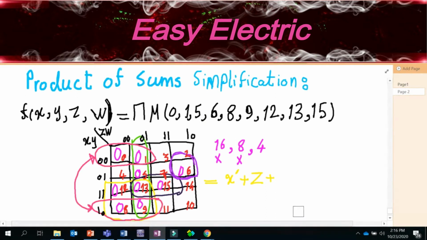Okay, so I just raise this, and this is what we got, or the corresponding term for the yellow group. Just again, be careful here: whenever the function is in the form of the pi max term, or a product of the max terms, the simplest form also should be in the form of a product of the sums.